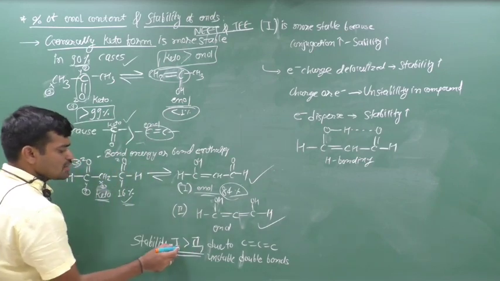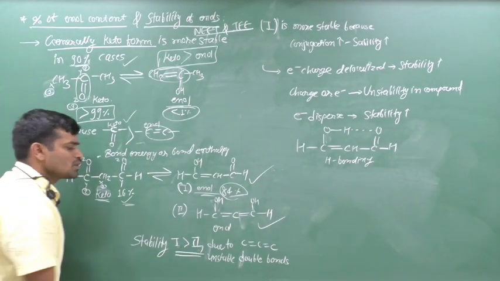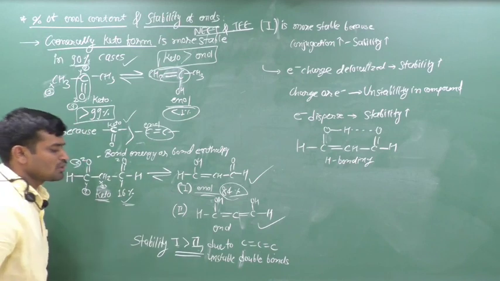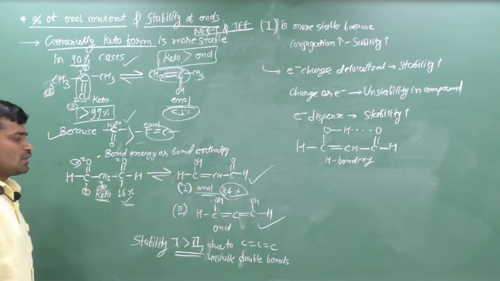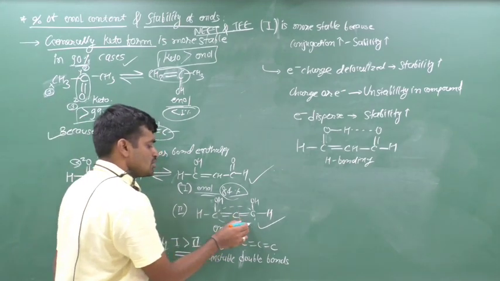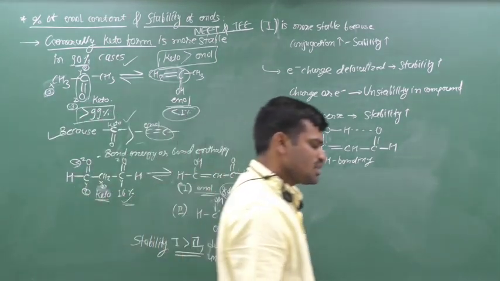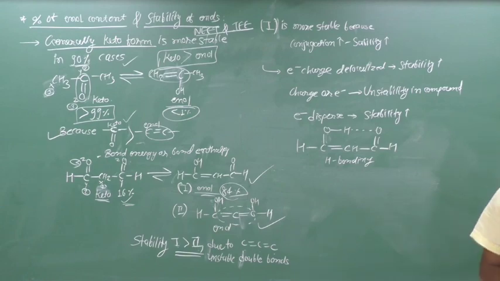the stability of the first is more than the second, because the carbon double bond is a very unstable double bond as compared to the enol form. Yes, this type of double bond is known as cumulative double bonds. Generally cumulative double bonds are less stable.